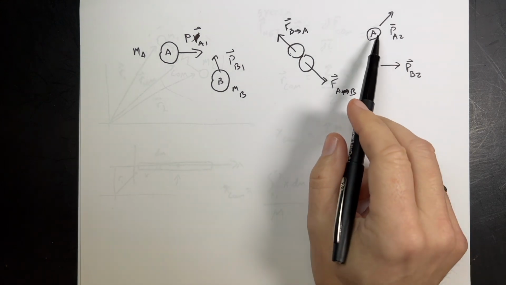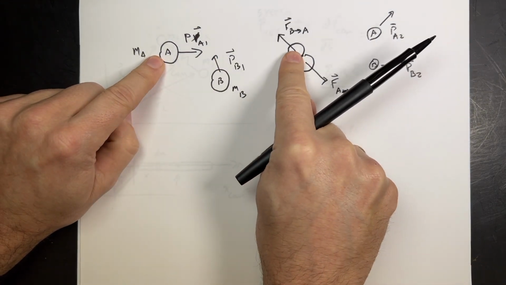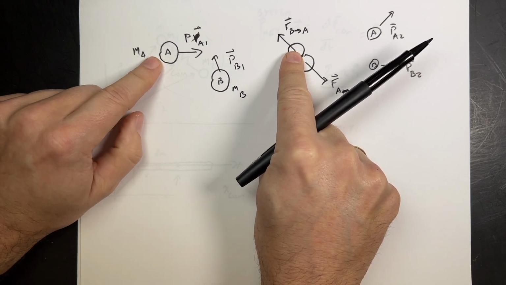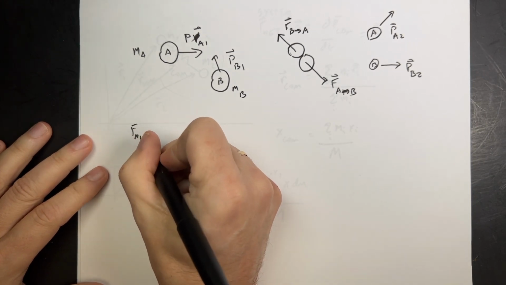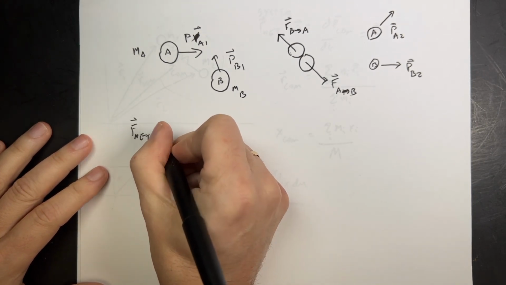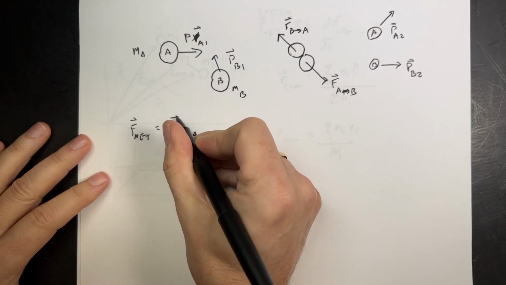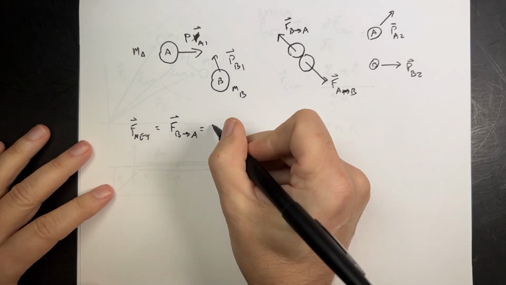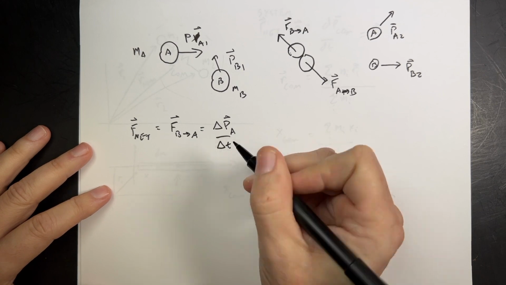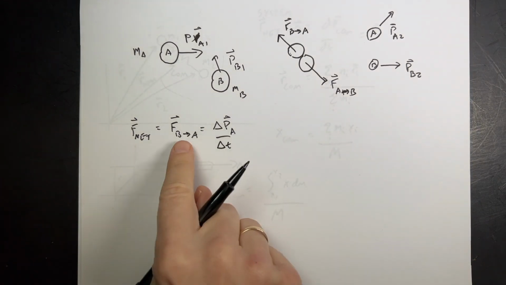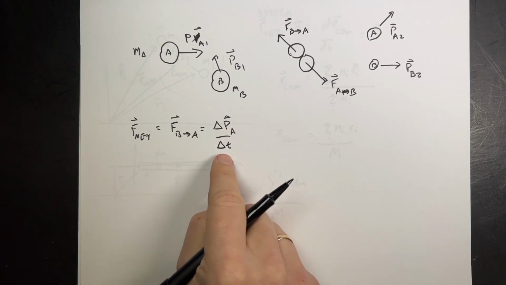Okay, so let's write down the momentum principle for just object A, right? It comes over here, it experiences a force, F B on A. It's the only force acting on it. There are no other forces, and it ends up over here. So I'm going to say F net is F B on A, and that's going to be the change in momentum. I'm going to write that as delta P A over delta T. Right, the net force, B on A, change in momentum, change in time.